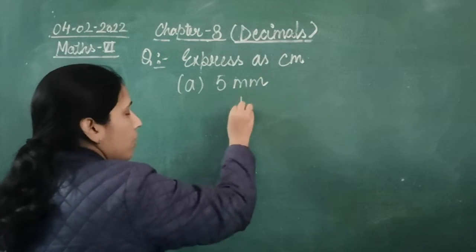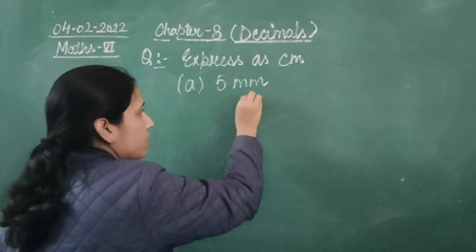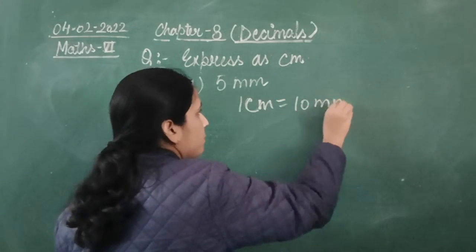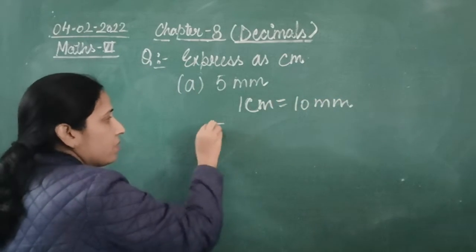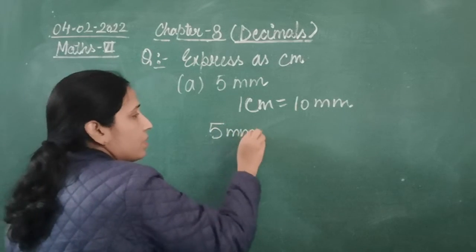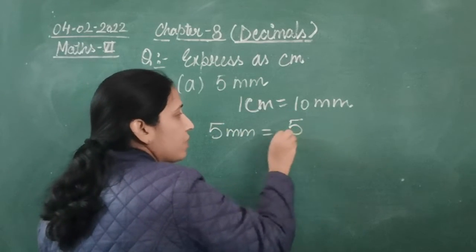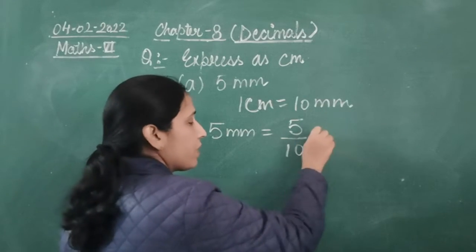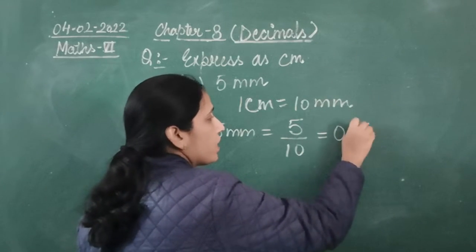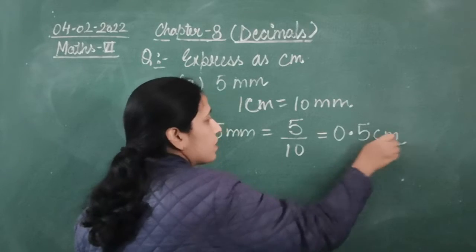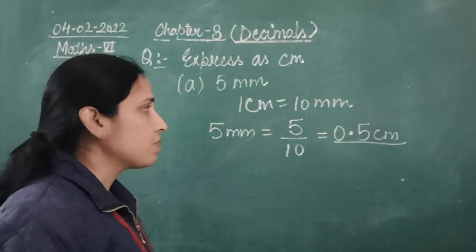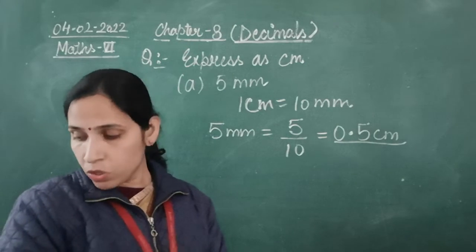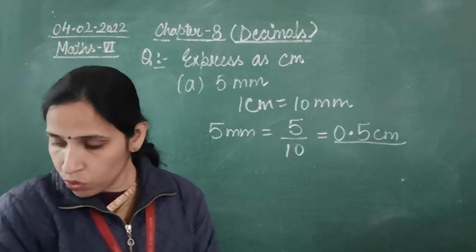We know 1 centimeter is equal to 10 millimeter. So 5 millimeter is equal to, now 5 will be divided by 10. 5 will be divided by 10, this will become 0.5 centimeter. Similarly, we can take another number also, like 164 millimeter.